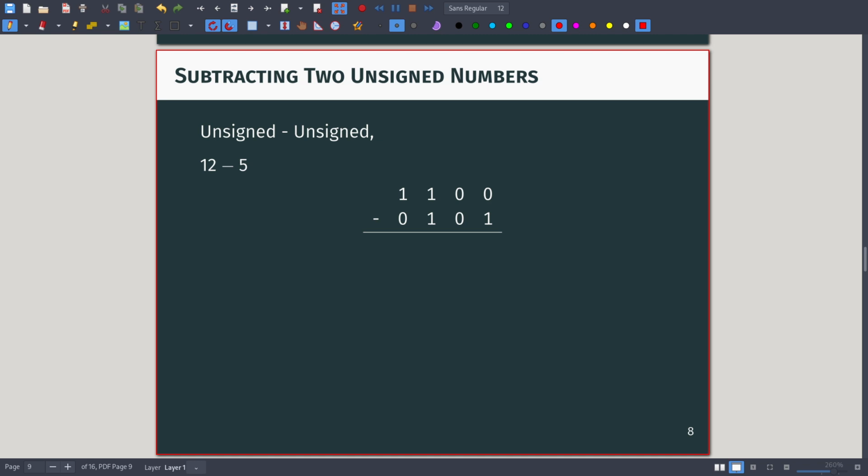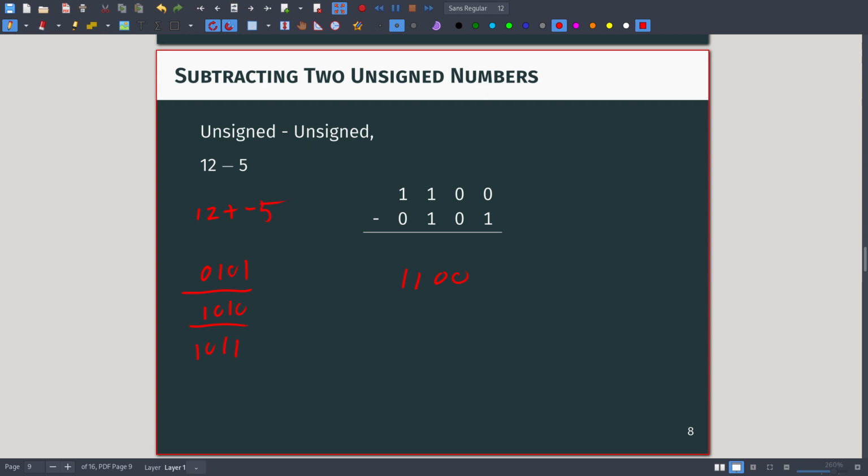So if we just treat this as, what's 12 plus negative 5? Well, to get negative 5, we take 5, and then you invert the bits, so 1, 0, 1, 0, and then add 1. And if we say 12, and this is unsigned, so this is an 8 and not a negative 8, but it still works.